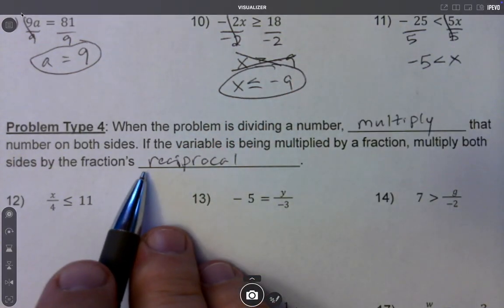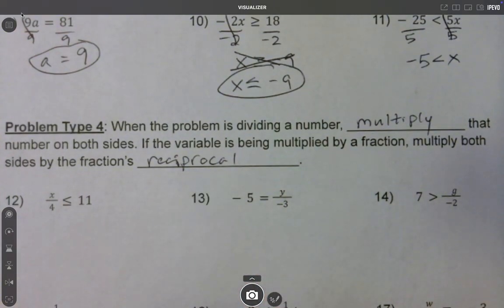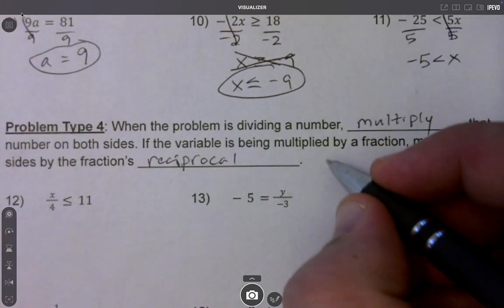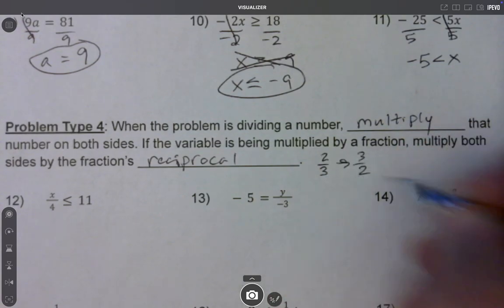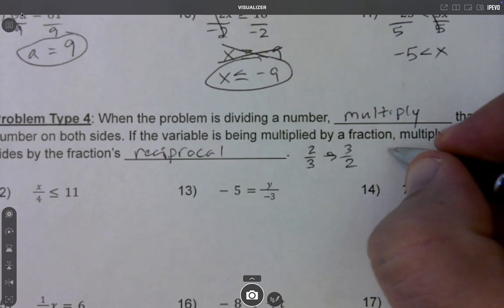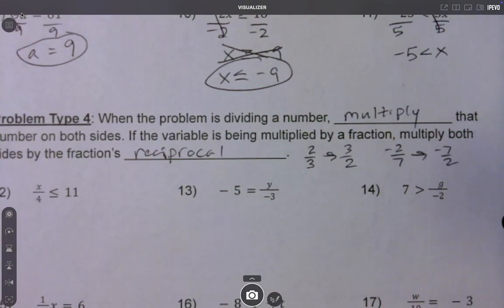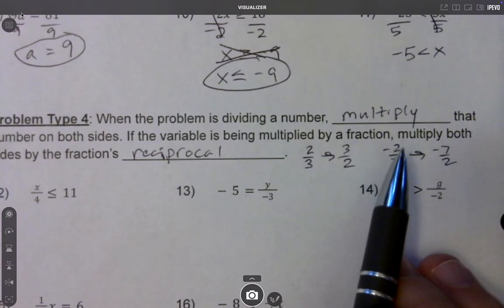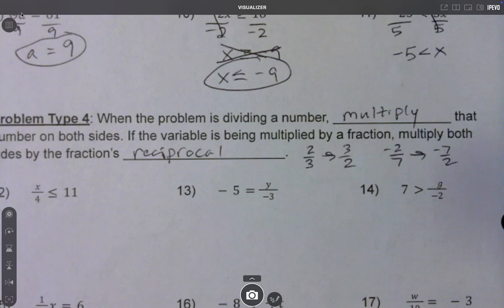R-E-C-I-P-R-O-C-A-L. I'm just spelling it because my handwriting wasn't very good right there with the C and the I. Just want to make sure you knew. Okay, so reciprocal, just a reminder, like if we had 2/3, the reciprocal is 3/2. Or if we had negative 2 over 7, the reciprocal is negative 7 over 2. And it doesn't matter where you put the negative sign. You do keep it negative, but if you want to keep the 2 negative instead of the 7, that makes no difference. It's fine either way.